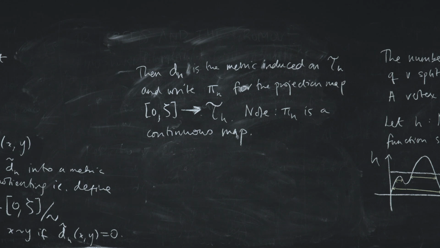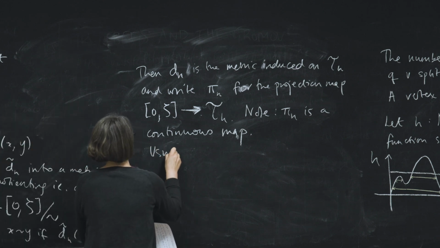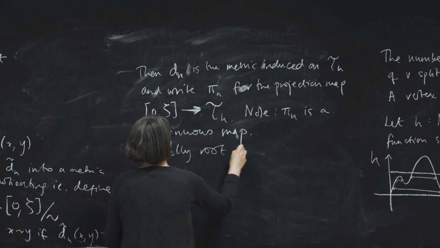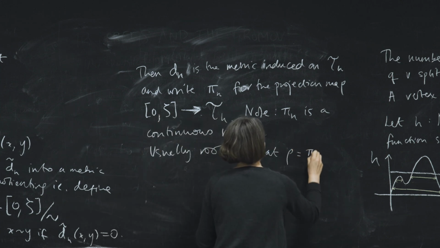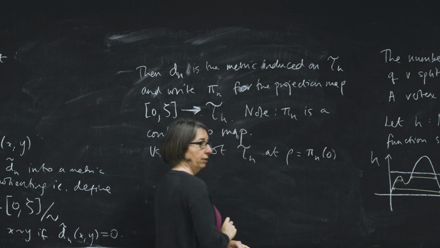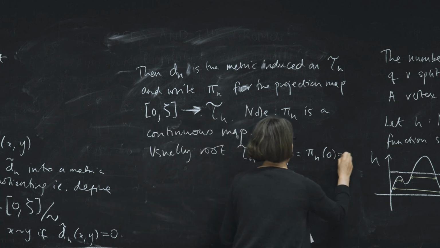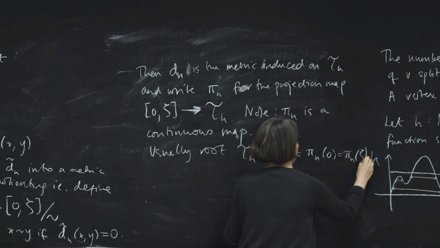Okay, so there's a kind of canonically obvious point at which I can root this object, right? I've got the point 0 here, and it would make sense to take that as some sort of root of this object. It's at the bottom in my picture, and I want to think about my trees as sort of rooted at the bottom. So we will usually root the tree at rho, which is the image of 0. And let me also observe that that's the same as the image of zeta.